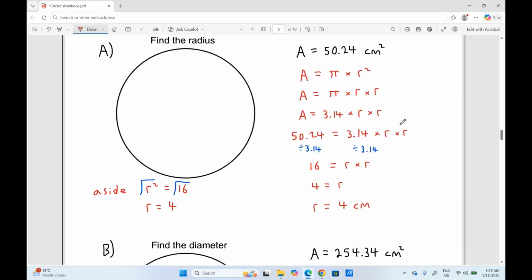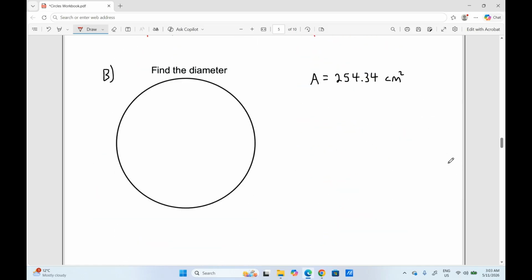Now let's try a different example. So for example B here, I'm asked to find the diameter, and I'm given an area of 254.34. So my formula for area, we already talked about this, was pi times radius squared. Now that can be simplified to pi times radius times radius. In this case, I'm going to let pi be equal to 3.14. So it's going to be 3.14 times radius times radius. Now, I can let my area be 254.34. And now that's going to equal 3.14 times the radius times the radius.